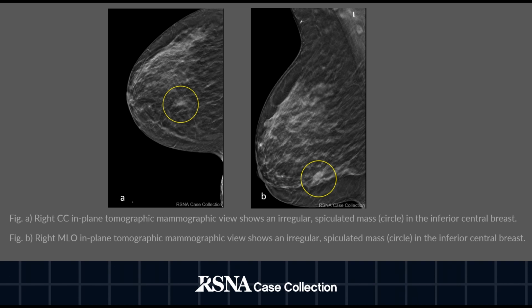These are images of the right breast from the patient's mammography. On the left is a CC view, on the right is an MLO view. The yellow circle demarcates an irregular spiculated mass in the inferior central breast.